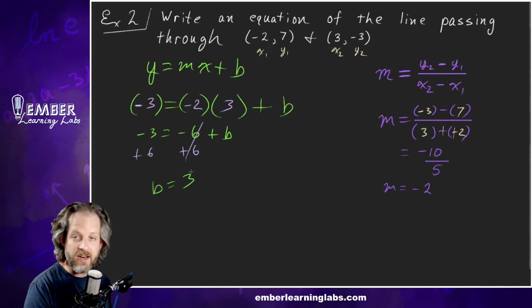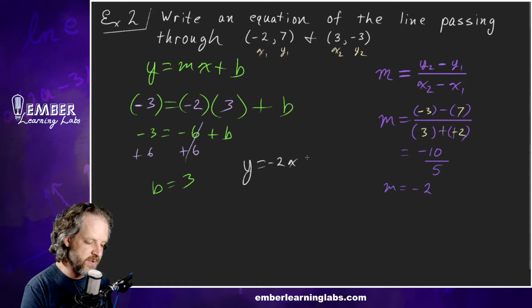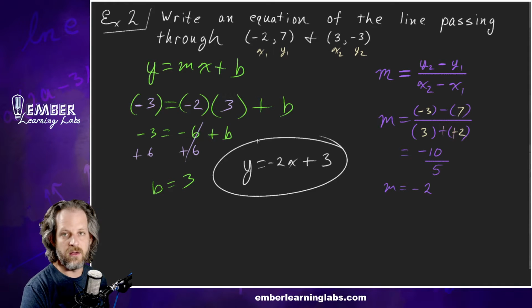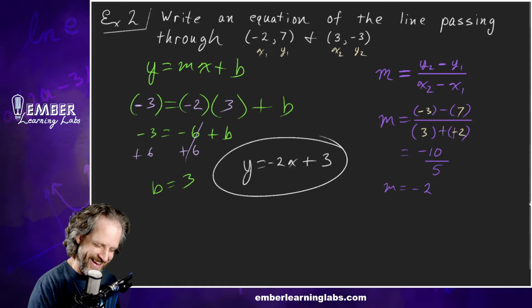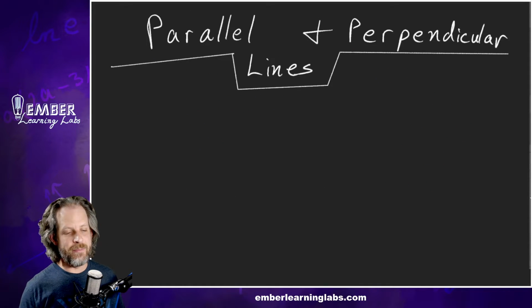Of course, we're not done yet. We've got to write our answer. The answer would be y equals m, so -2x, and then plus b, which we just discovered was 3, so it's plus 3. Wow. Okay. This is kind of notes, and we're going to do one more example, and then we're going to quit.